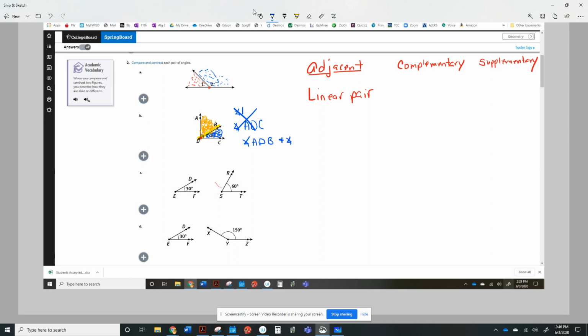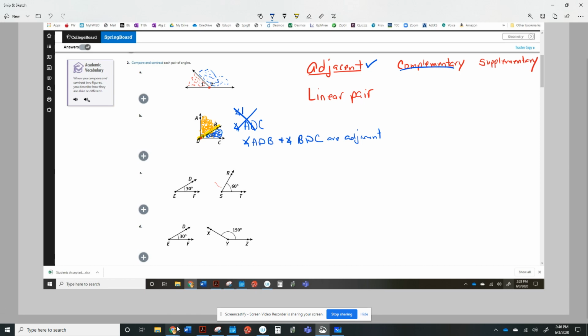and angle BDC are adjacent. Okay, so they got to be touching each other to be adjacent. Are these two angles adjacent? No. Are these two angles adjacent? No. Okay, the next word is complementary.